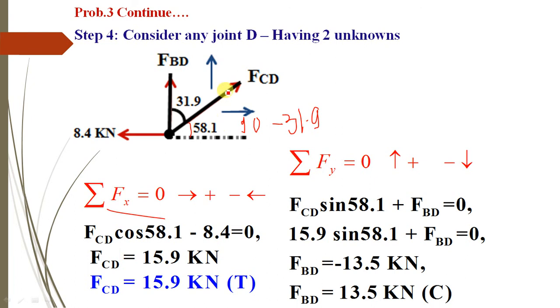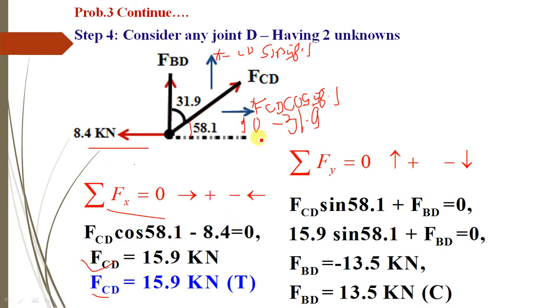So F of CD, this horizontal component is F of CD cos of 58.1, but it is towards right, therefore it is positive. This is F of CD sine of 58.1. F of CD is towards up, so it is positive. So F of CD cos of 58.1, and this one is your minus 8.4. So substituting that you will get the F of CD.